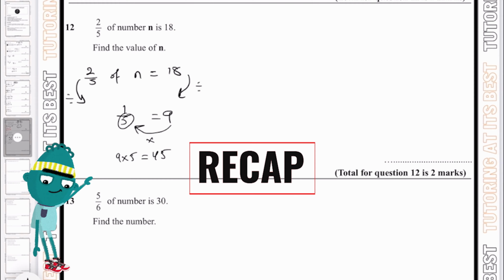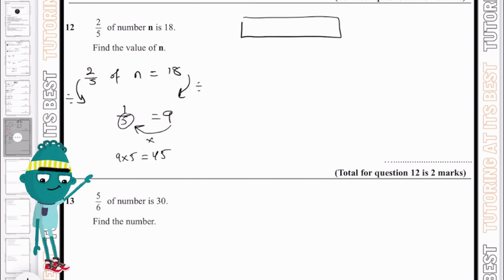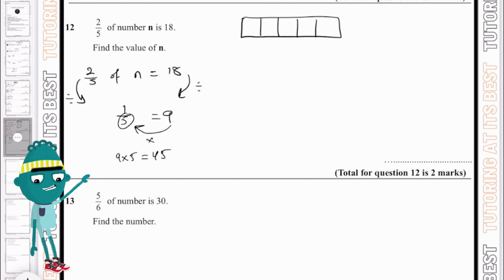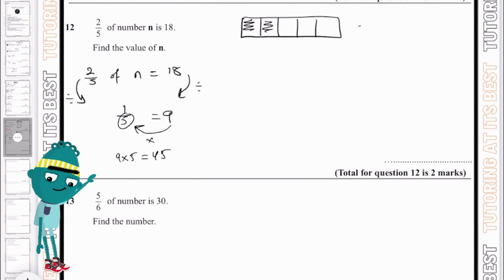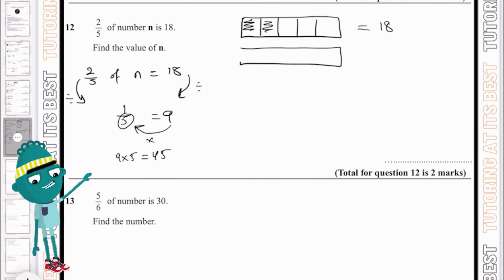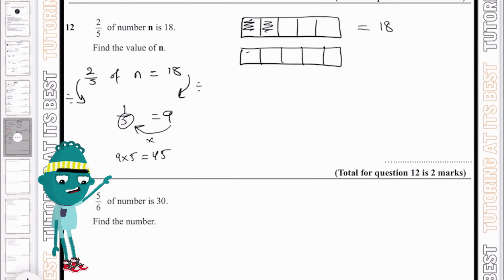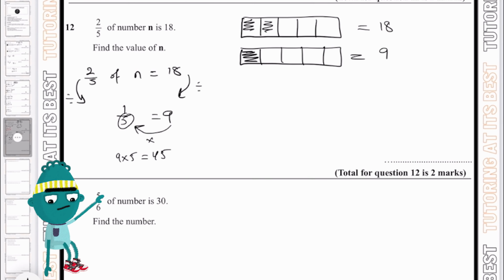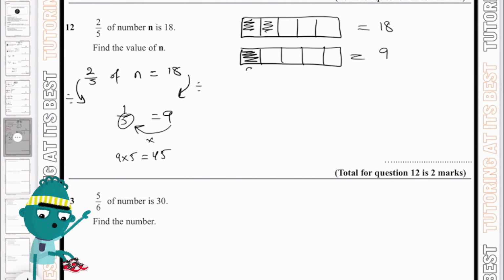Again, if I draw this in a more visual format, we've got 5 spaces, and we know that 2 over 5 equals 18. What I've done is divide them both by 2, so now I've got 1 equals 9. If one of them equals 9, then all I need to do is multiply this by 5, and that gives me 45 in total.